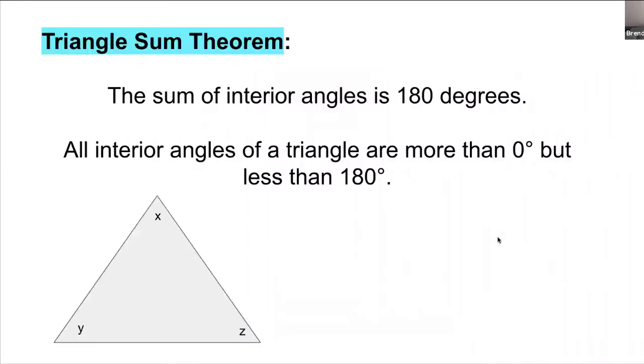Go ahead and get started. So we went over last time, if you remember, we're going to recall the triangle sum theorem, where we said that the sum of interior angles is 180 degrees. That's all the sums inside of a triangle. Now, all the interior angles of a triangle are more than zero, but less than 180. And that's particularly applying to a triangle.